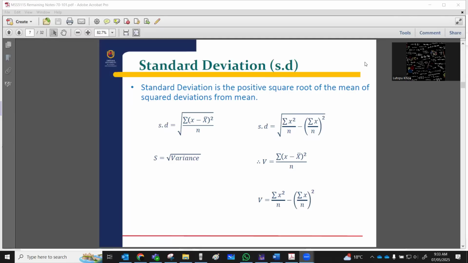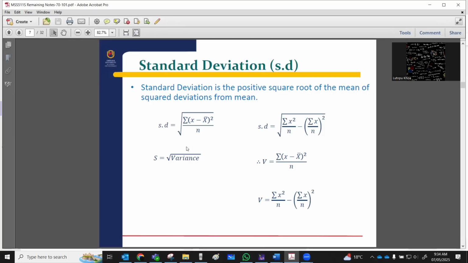In this video, we are going to finish off this chapter in statistics. We start by looking at what we call the standard deviation. Now, the standard deviation is just the positive square root of the mean of the squared deviations from the mean. We have these formulas over here that we use to work out the standard deviation, and we say that our standard deviation is equal to the square root of the variance.